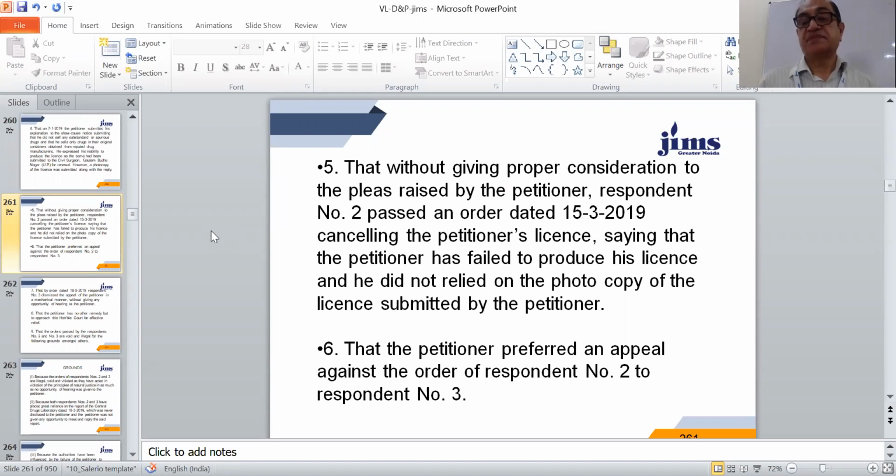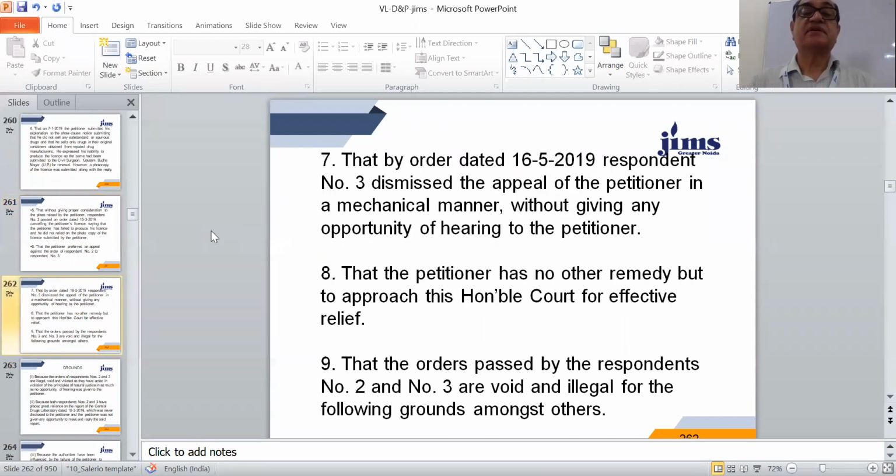Para 6, that the petitioner preferred an appeal against the order of respondent number 2 to respondent number 3. When drug inspector did not hear the pleas of the petitioner, then petitioner preferred an appeal against the order of drug controller to the respondent number 3, that is the tribunal situated at Lucknow. Para 7, that by order dated 16 May 2019, respondent number 3 dismissed the appeal of the petitioner in a mechanical manner without giving any opportunity of hearing to the petitioner.